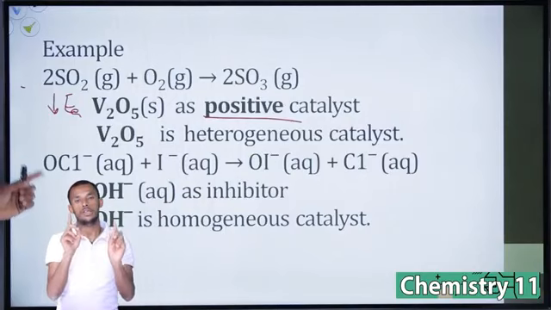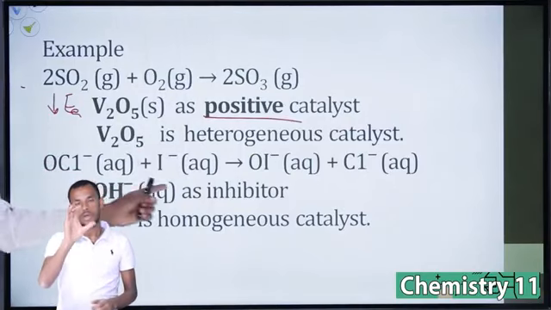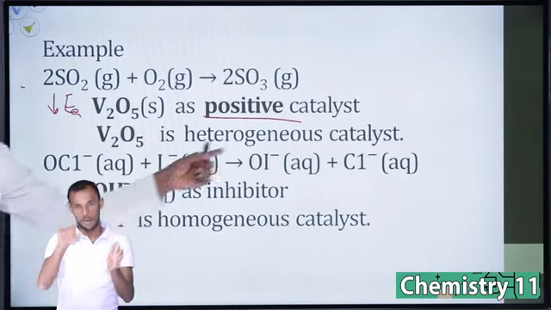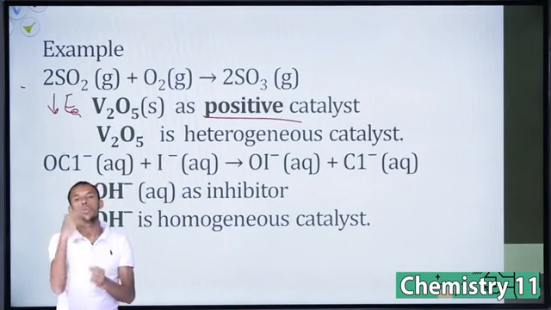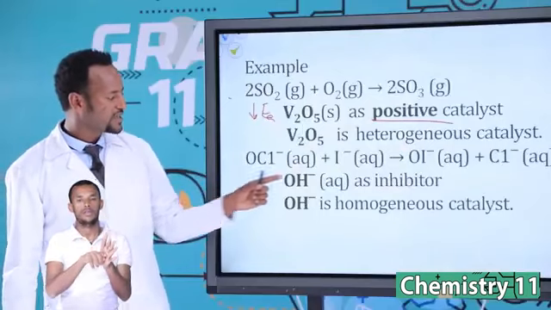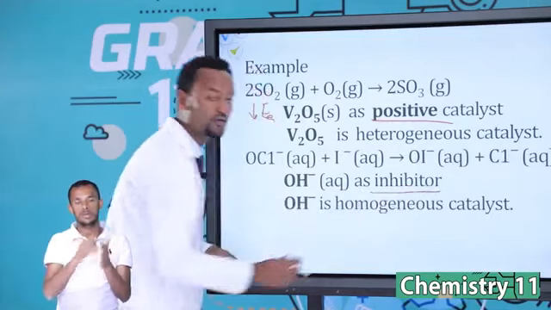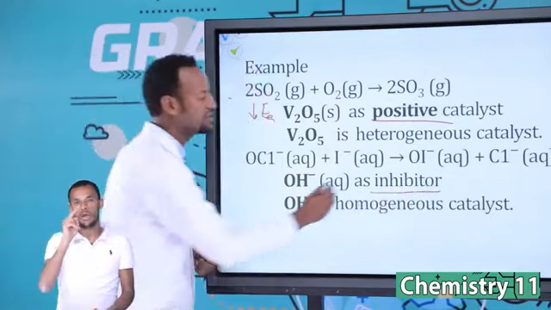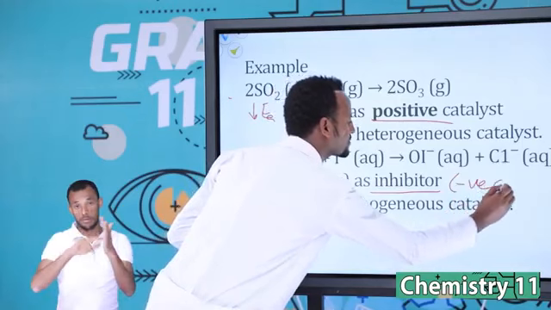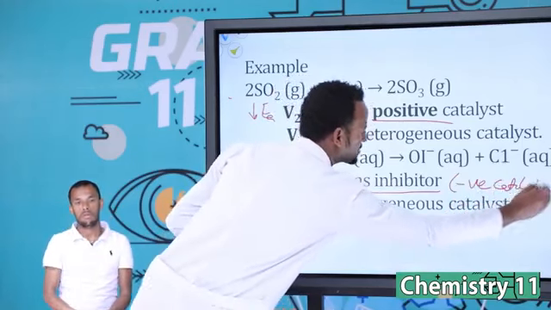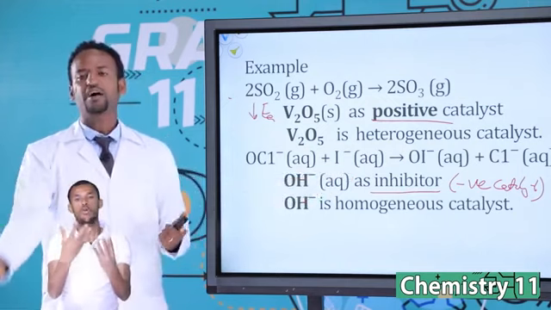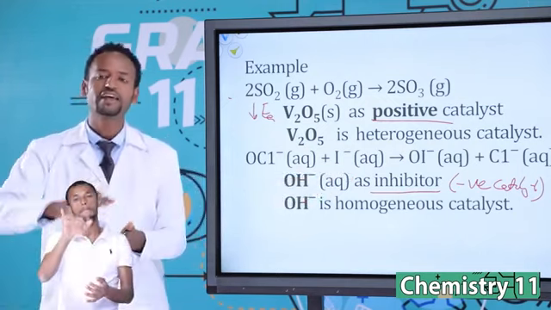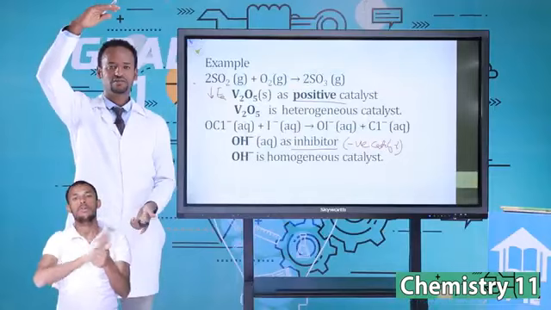Another example: OCl minus aqueous plus I minus aqueous gives OI minus aqueous plus Cl minus aqueous. In this case, the catalyst that can be used is OH minus. OH minus is an inhibitor. Do you know what inhibitor means? Inhibitor means negative catalyst. Therefore, OH minus slows down a chemical reaction by increasing the activation energy level.